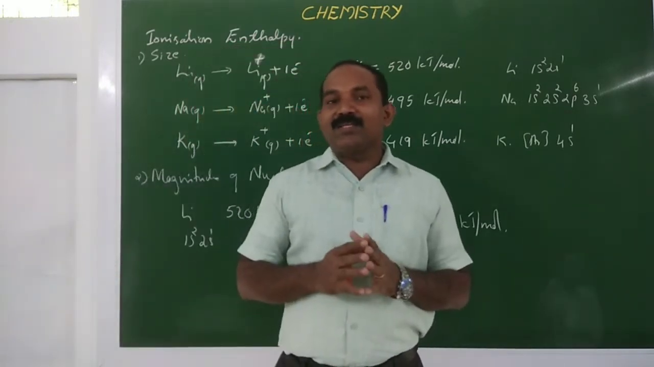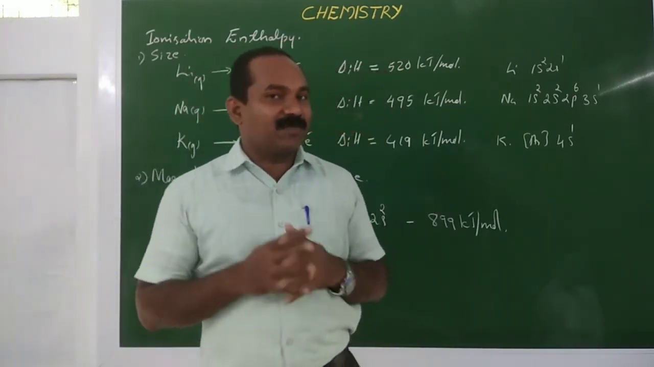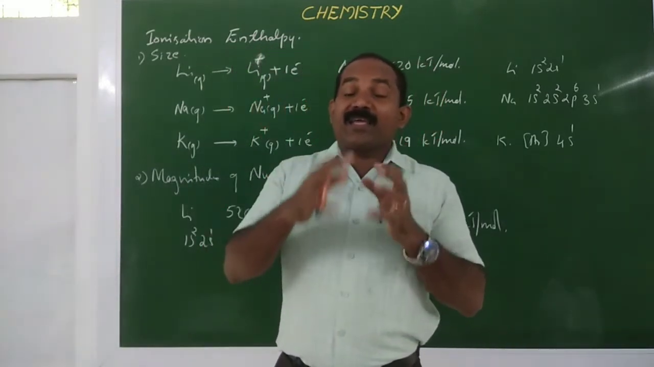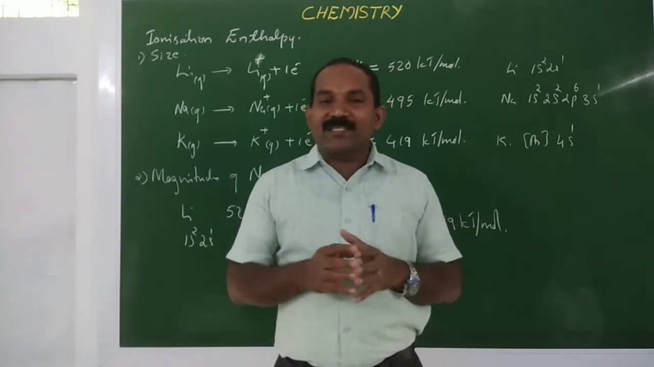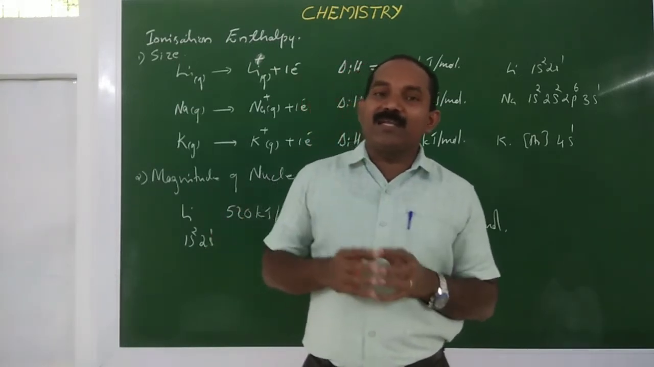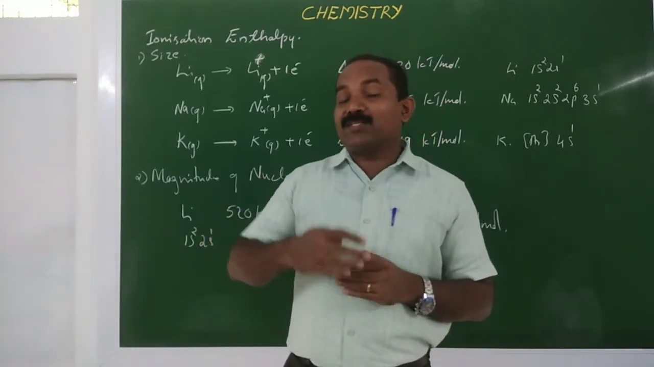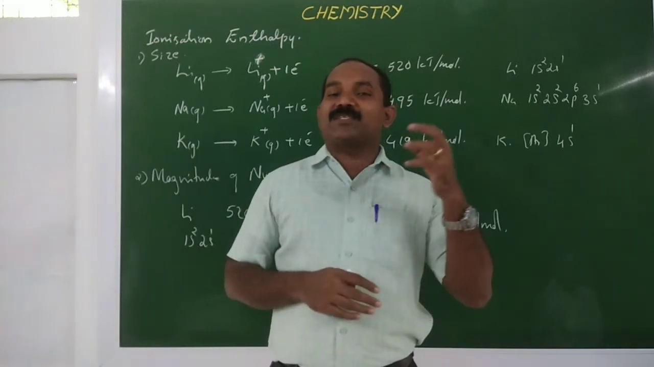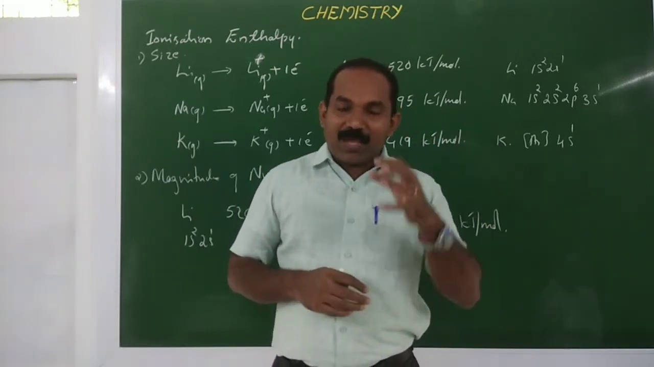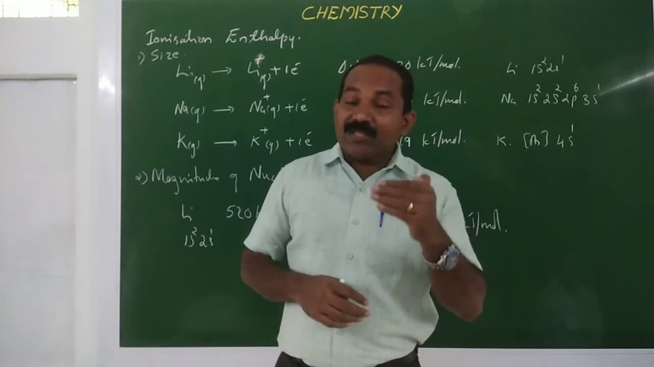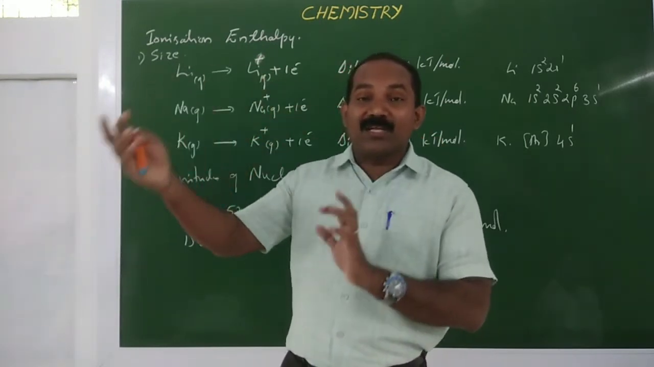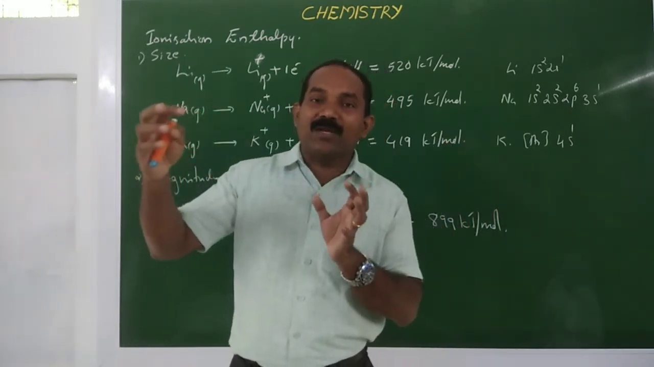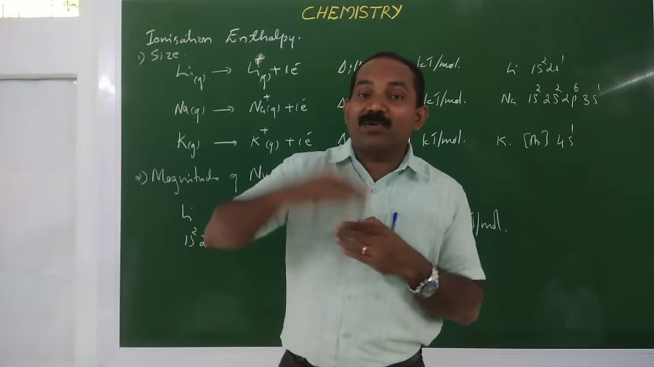The next is the screening or shielding effect. What is screening or shielding? In the case of multi-electron atoms, as we already discussed in the second chapter, the inner electrons screen or shield the valence shell electron from the attraction of the nucleus. The inner shell electrons screen the valence shell electron.